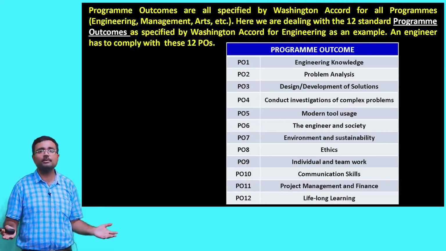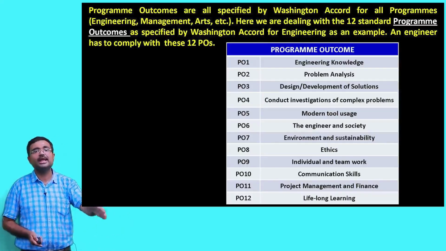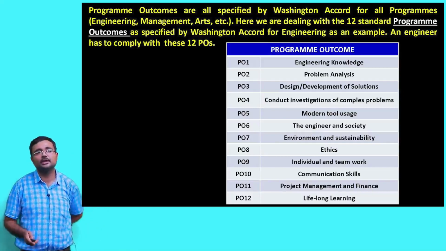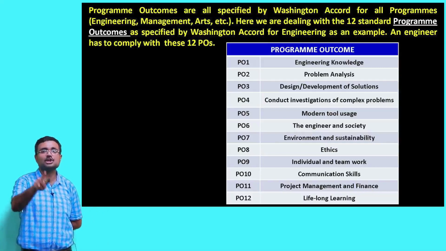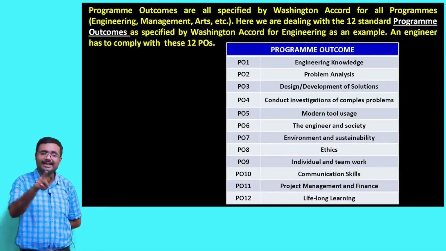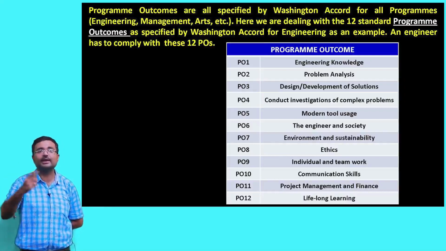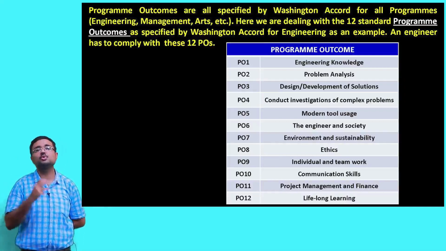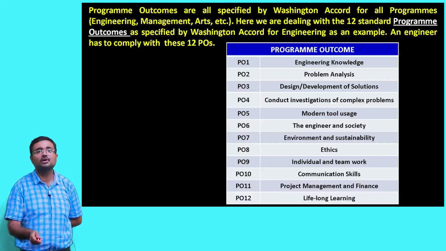Management will have different program outcomes. Maybe law will have different program outcomes, but these are the 12 program outcomes for engineering as given by Washington Accord. And these 12 program outcomes will have to be attained out of all courses taught in engineering. Like antenna theory is taught in engineering, it should try to attain some program outcome. All courses together should be able to attain all these program outcomes of engineering.